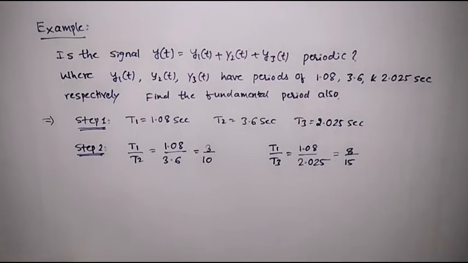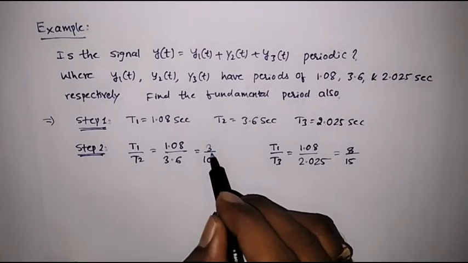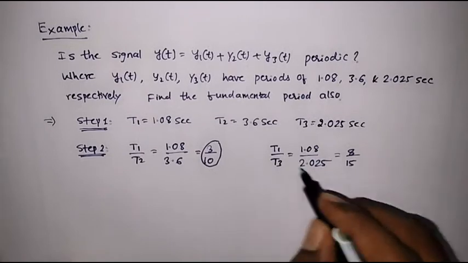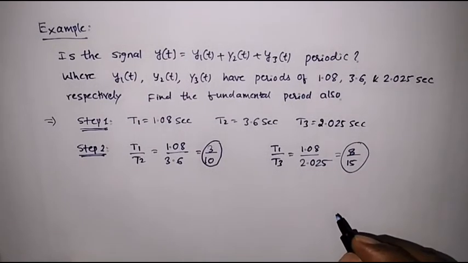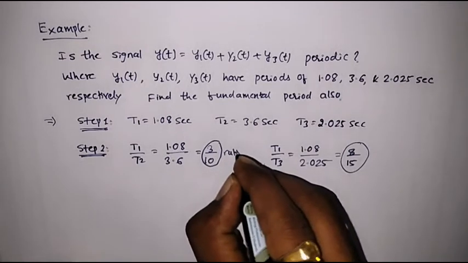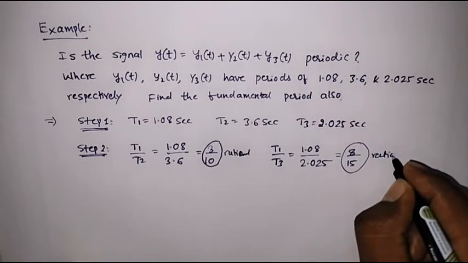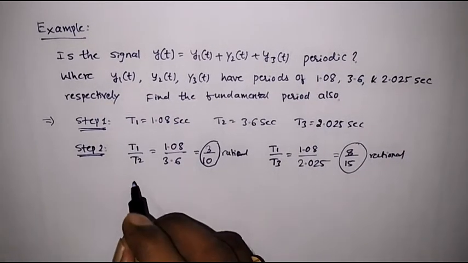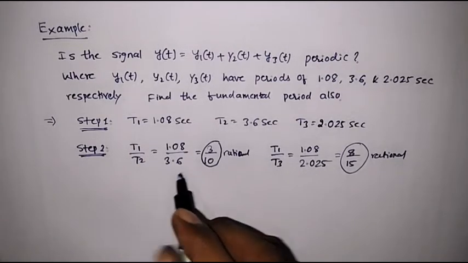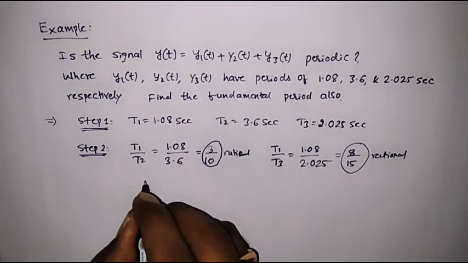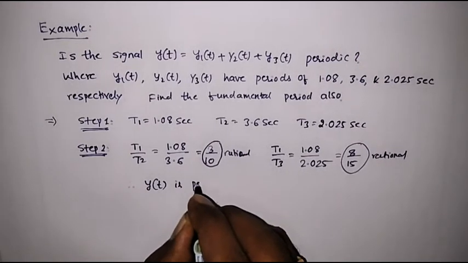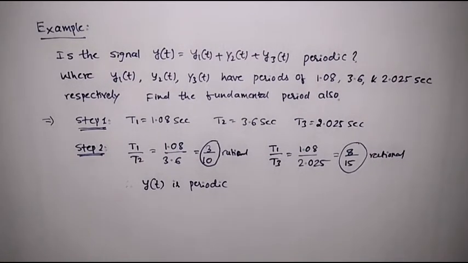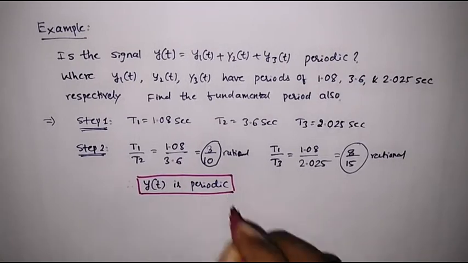So here we can observe that the T1 by T2 ratio is a ratio of integers. Here also T1 by T3 is a ratio of integers. It means that both are rational numbers. Therefore, the given signal y of t is periodic, as these two are rational. Therefore, y of t is periodic. But still we don't know what the period of y of t is. Let's calculate the period of y of t.